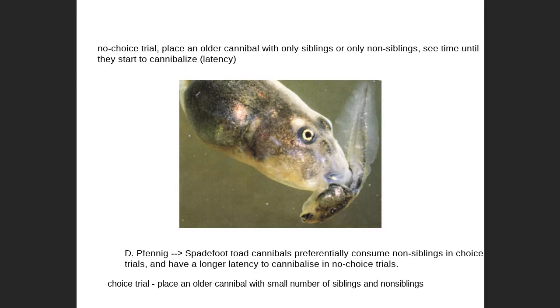The researchers were interested in measuring the costs and benefits of being a discriminator or a non-discriminator. Because if you're a non-discriminator, you can eat more tadpoles. You're able to eat not just the non-relatives, but also your relatives, and so you're going to grow faster.